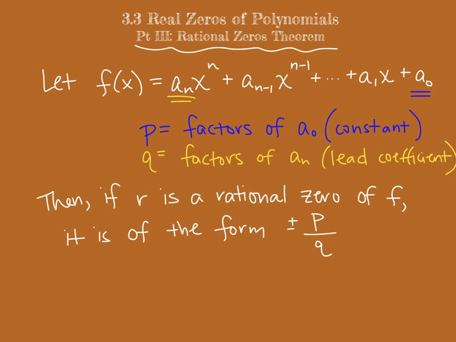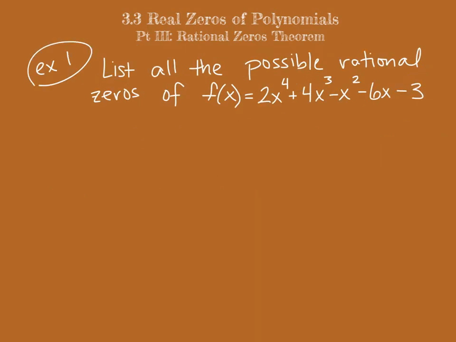Then the theorem says that if there is some r that is a rational zero of f, it is of the form plus or minus p over q. Meaning, if we want to list all of the potential rational zeros, we take all the factors of the constant over all the factors of the lead coefficient. This is sometimes also referred to as the p over q theorem. So we need to list all the factors of the constant, all the factors of the lead coefficient, and make fractions. Here's our first example.